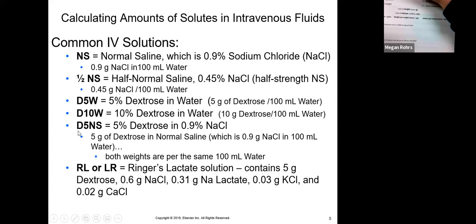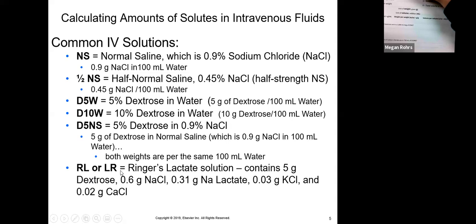Anytime you see a D in an abbreviation for an IV solution, that is going to indicate dextrose. Anytime you see W, that is going to indicate water. So here we have a 5% dextrose solution in water. And then here we have a 10% dextrose solution in water. Here we can see that we have D for dextrose in S. Once again, that's normal saline. Normal saline is always 0.9%. So here we have 5% dextrose in 0.9% sodium chloride.